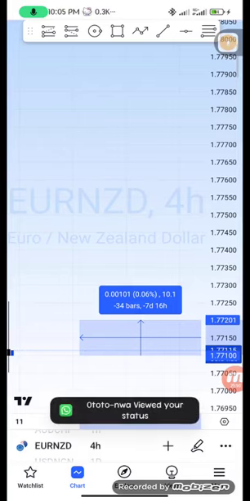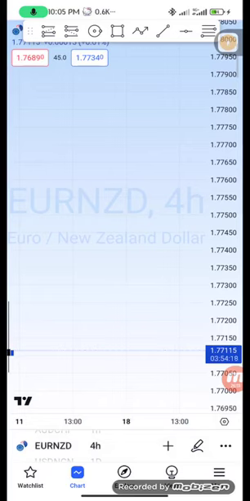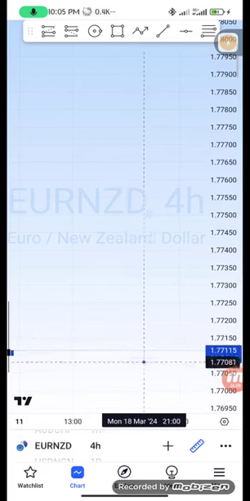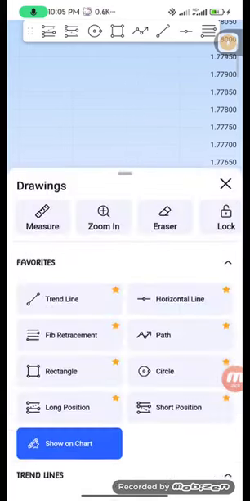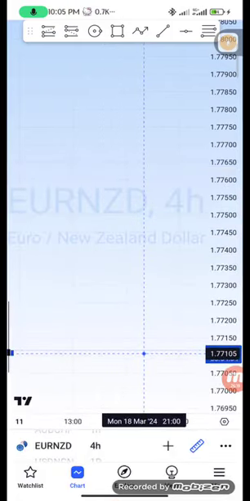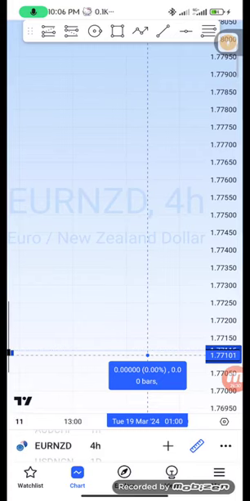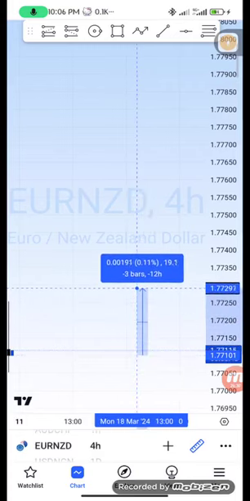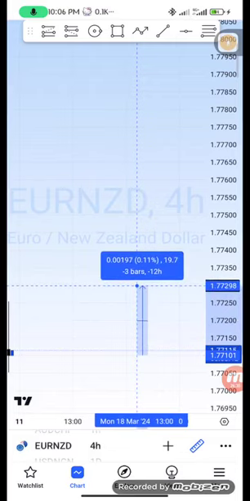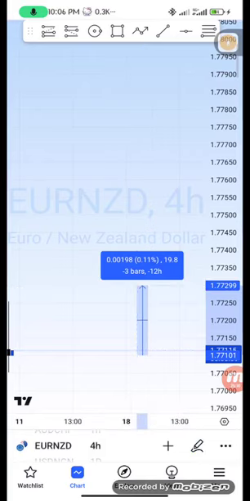So if the market is moving maybe from 1.771 to like 1.773, how many pips should that be? Let me measure that again, from 1.7710 to around 1.773. That's like a 20 pip move.